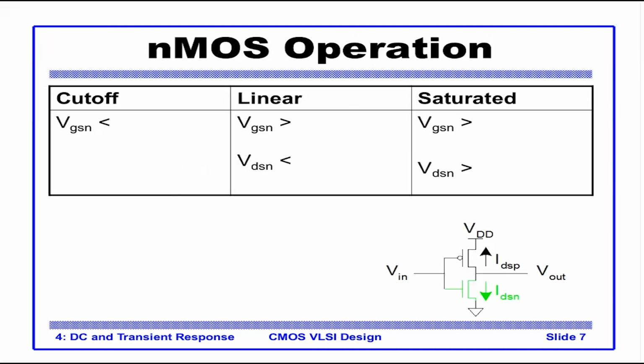So let's review the three regions which we studied earlier: cutoff, linear, and saturation. The equations governing this: if the gate voltage is less than Vt, the threshold voltage, the transistor will be in cutoff.